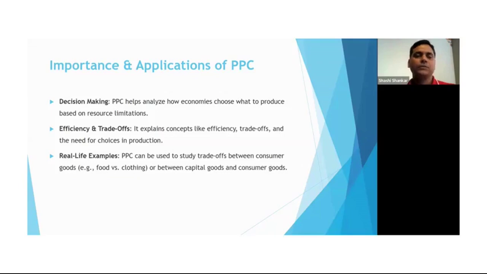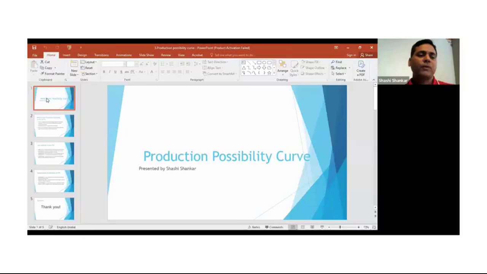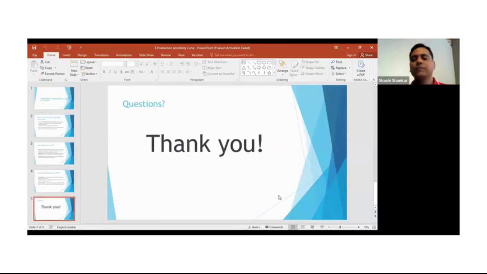Okay, just to summarize this, the production possibility curve is important to study which product needs to be selected on the basis of its efficiency within the available or limited resources.